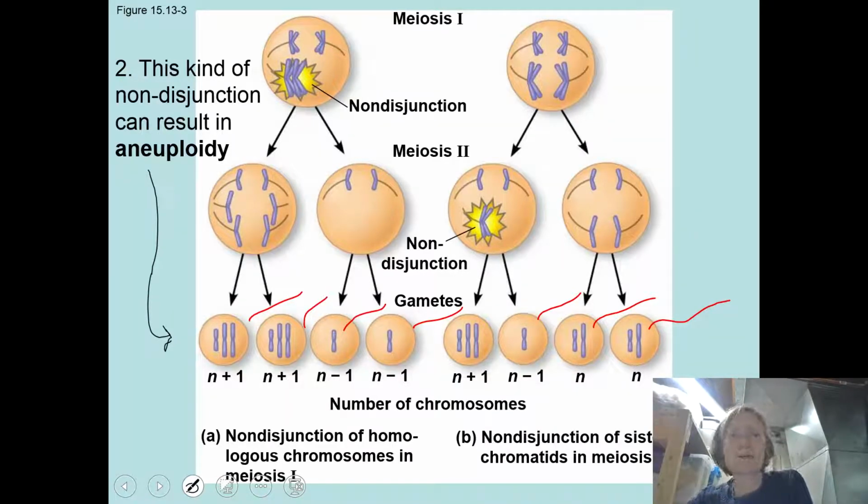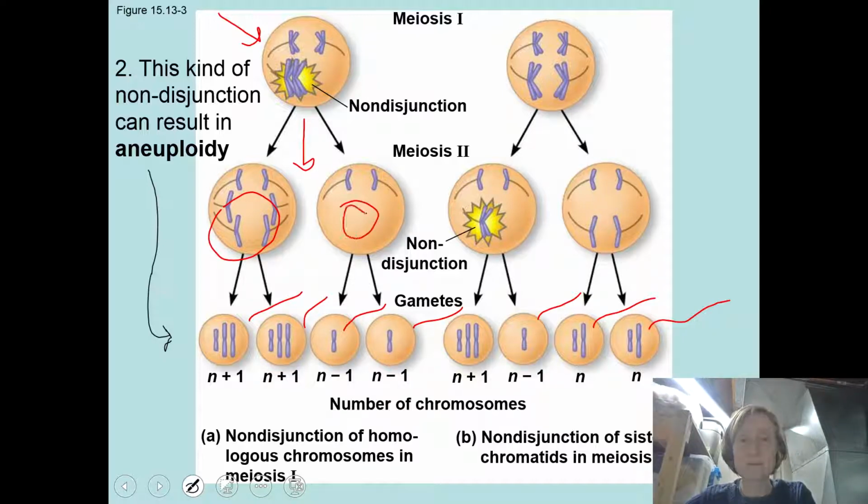Here, on the left, we've got a cell going through meiosis 1, and homologous chromosomes are supposed to separate. But oops, bright yellow star, they're not separating. There's non-disjunction happening, or failure to separate in the homologous chromosomes. And then the cell goes through meiosis 2, and this cell over here has an extra chromosome, and this cell is missing a chromosome. And so the sperm that are made have either an extra chromosome, n plus 1 would be a haploid number plus 1, or a missing chromosome.